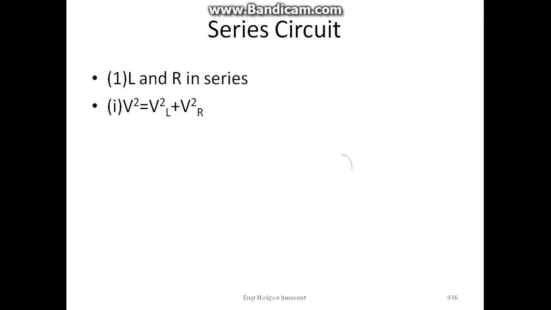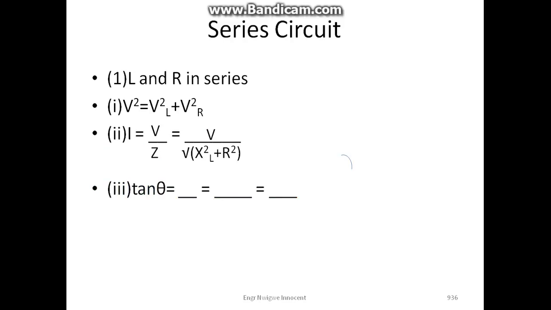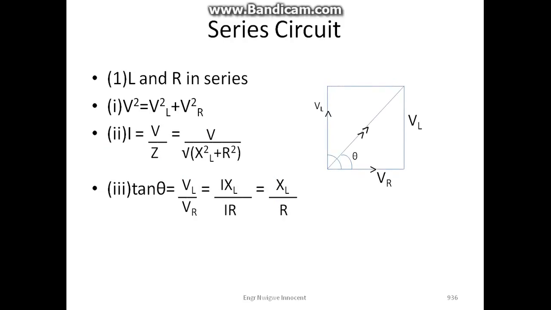Series circuit. 1. L and R in series. V squared is equal to V squared L plus V squared R. I is equal to V over Z, which is equal to V over square root of (XL squared plus R squared). tan θ is equal to VL over VR, which is equal to IXL over IR, which is equal to XL over R. Figure 4.35 shows the vector diagram.